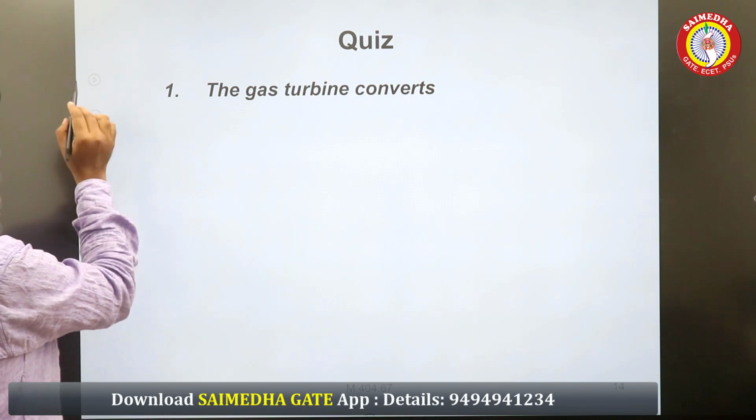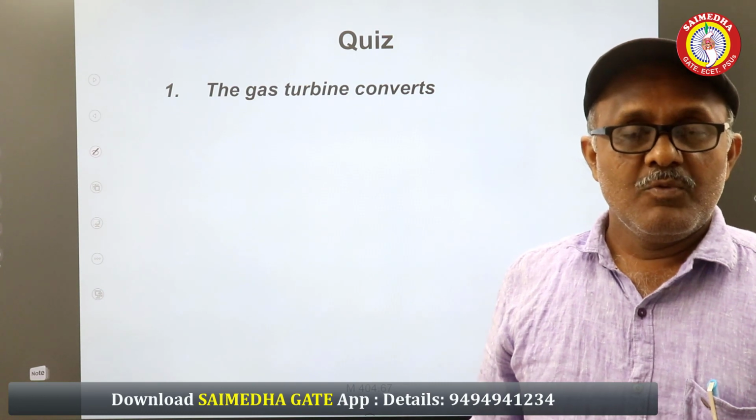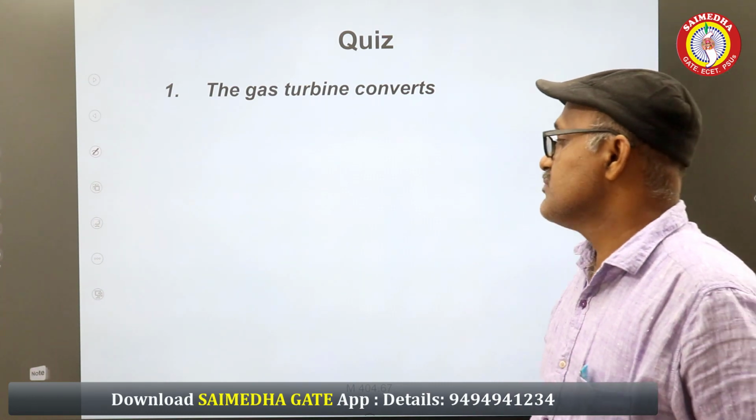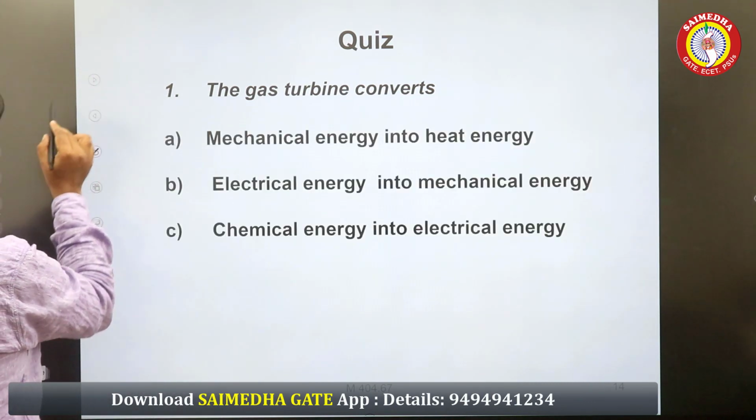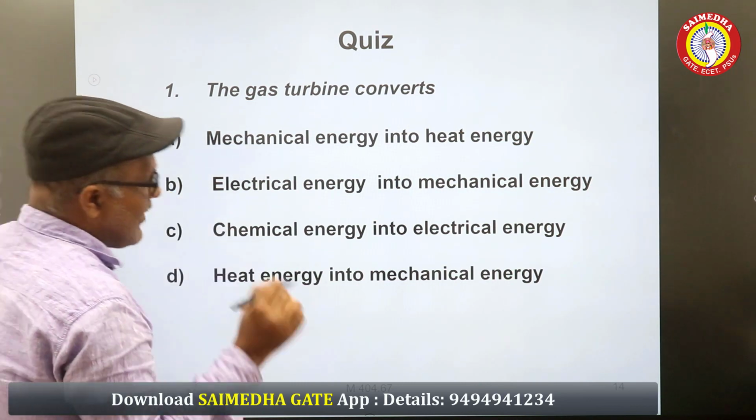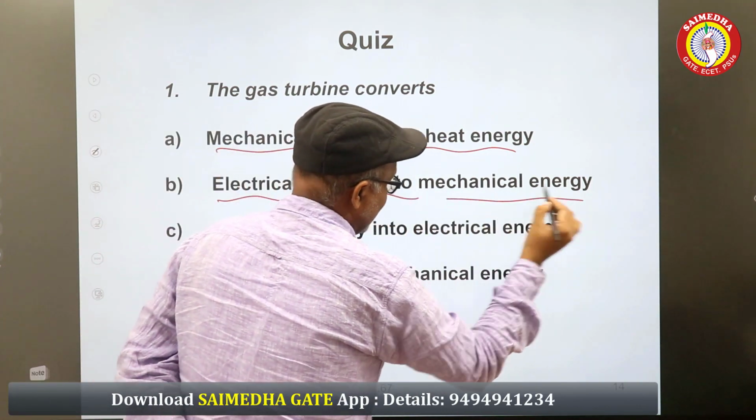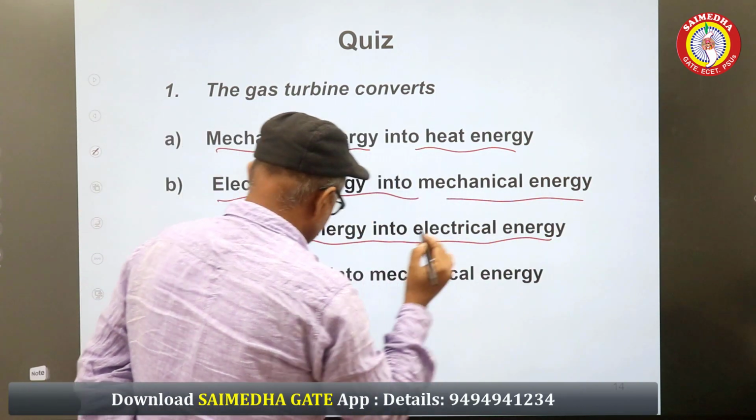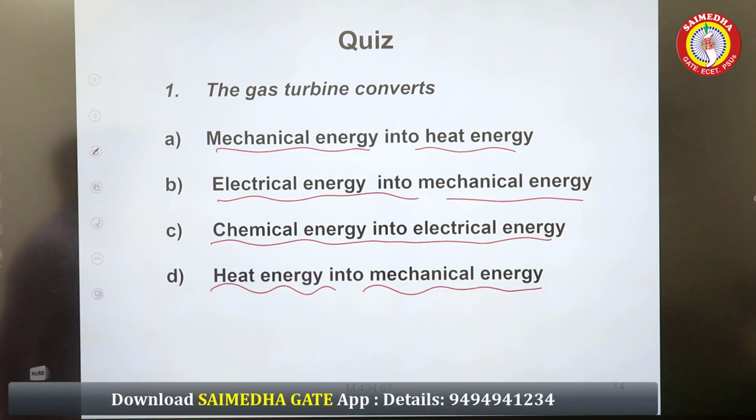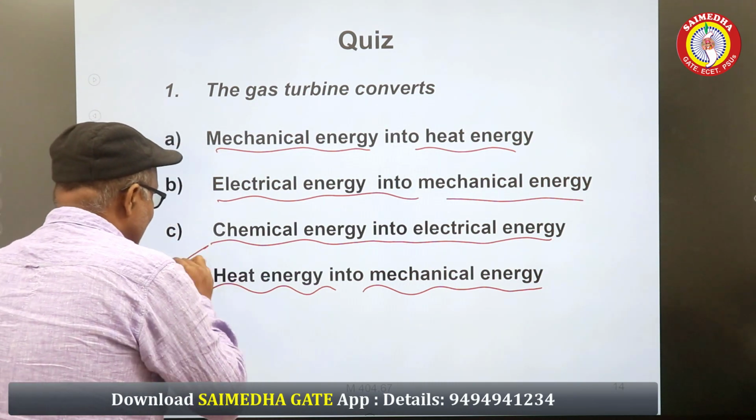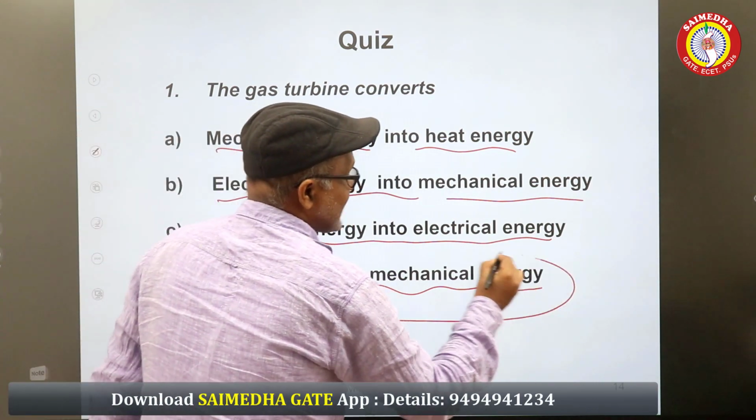Next one. So, we will discuss up to now whatever things are discussed. We will discuss a small multiple choice question here. So here is a gas turbine. A gas turbine which converts a mechanical energy to heat energy, electrical energy to mechanical energy, chemical energy to electrical energy, heat energy to mechanical energy. Which option is correct, my dear students? So a gas turbine which converts heat energy to mechanical energy. Option D is correct, my dear students.